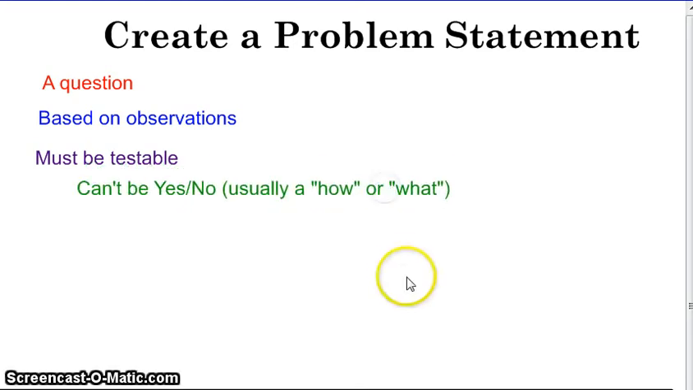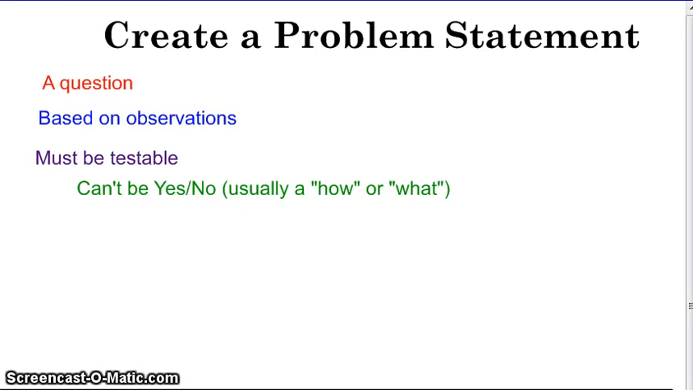Basically a testable problem statement or a testable question is not a yes-no answer. So "is the grass dying" is not a question that is testable scientifically. We don't need the scientific method for that. Usually the scientific method answers questions that start with how or what.